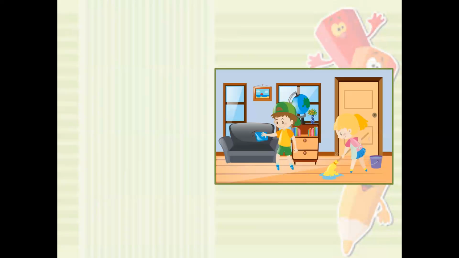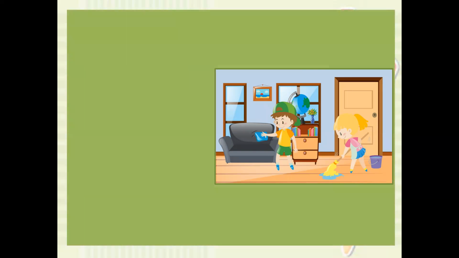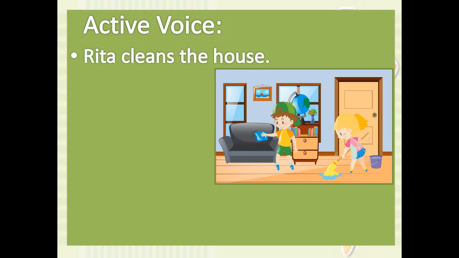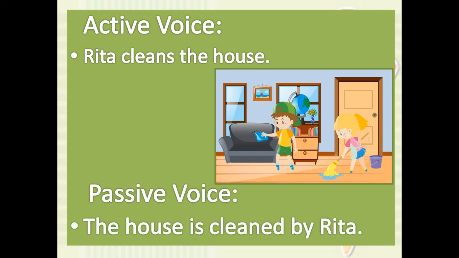Now the object is first, then the verb and by and the subject, right? Now let's see what is happening in this picture. Let's see the sentence in active voice first. Rita cleans the house, right? And now we will change it to passive voice. And now we will say the house is cleaned by Rita.